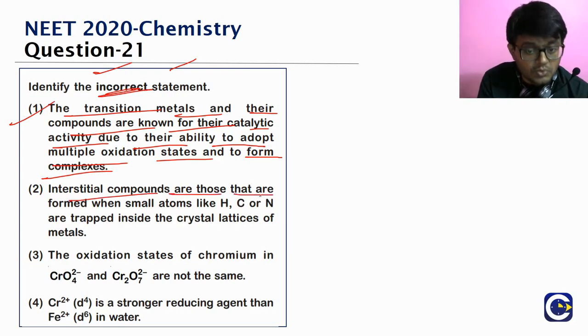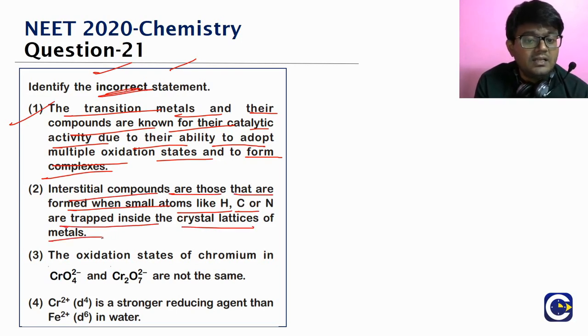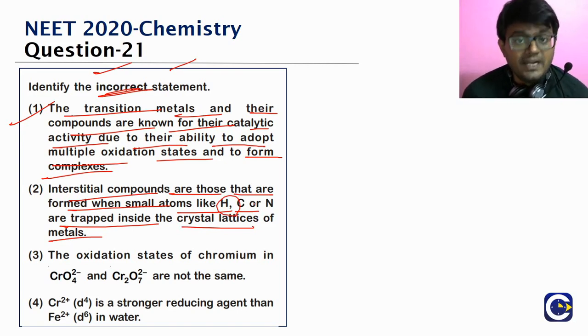Interstitial compounds are those that are formed when small atoms like hydrogen, carbon, nitrogen are trapped inside the crystal lattice of metals. That is also correct. So what do we call these compounds? As interstitial compounds. Remember, when we have hydrogen trapped into the transition metal lattice, we call it interstitial hydrides. Interstitial hydrides will be non-stoichiometric. They will not have any stoichiometric formula.